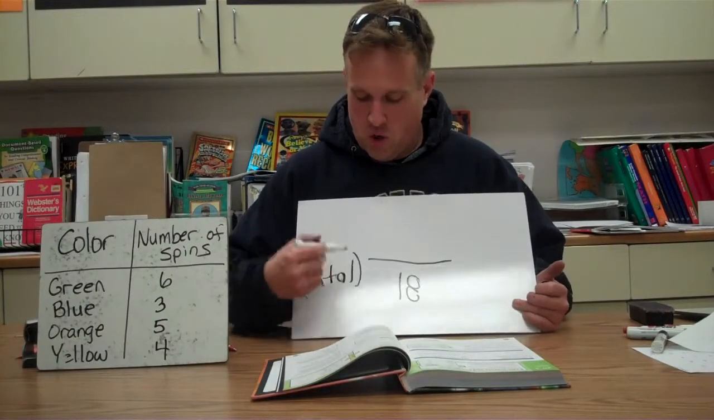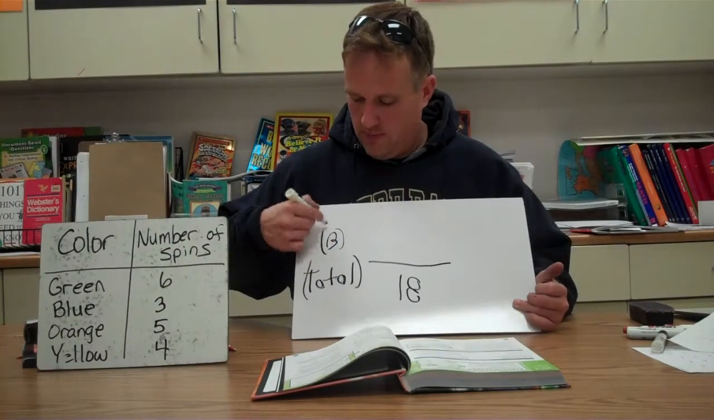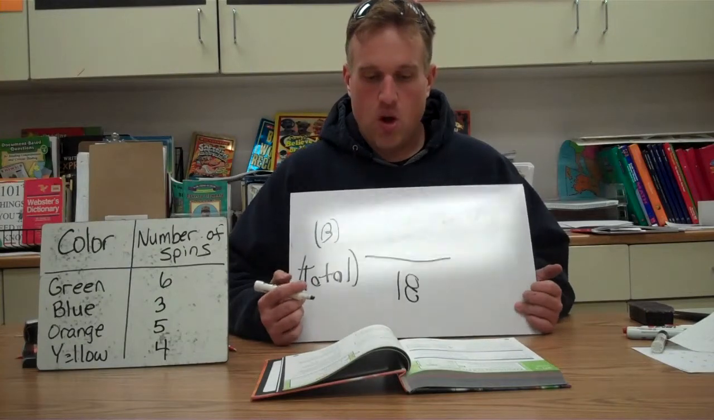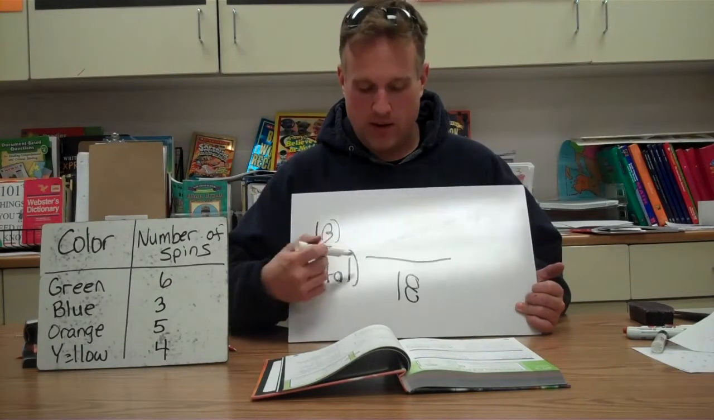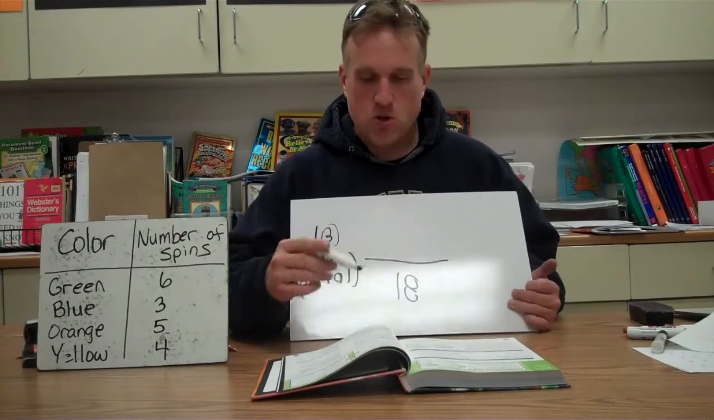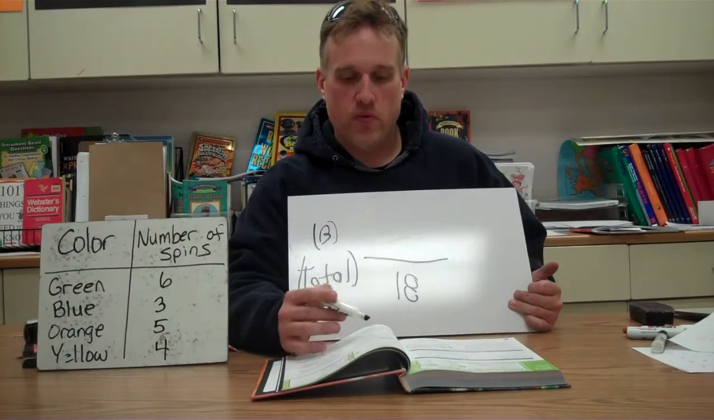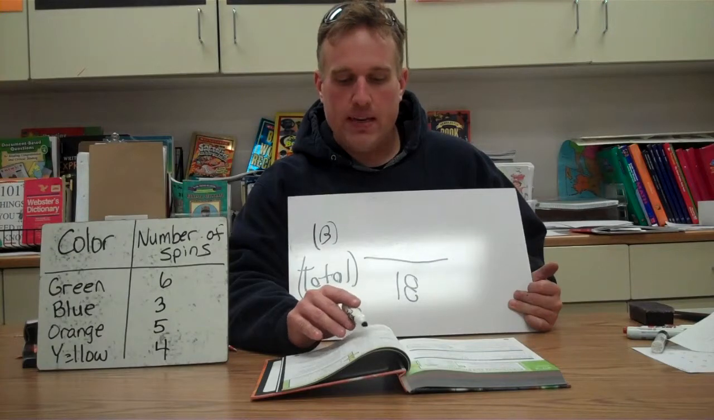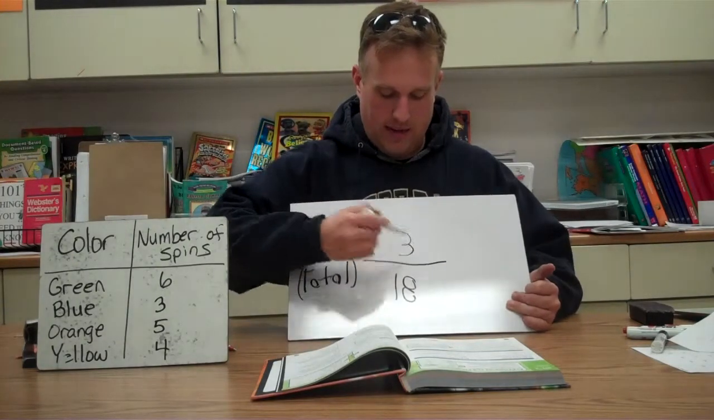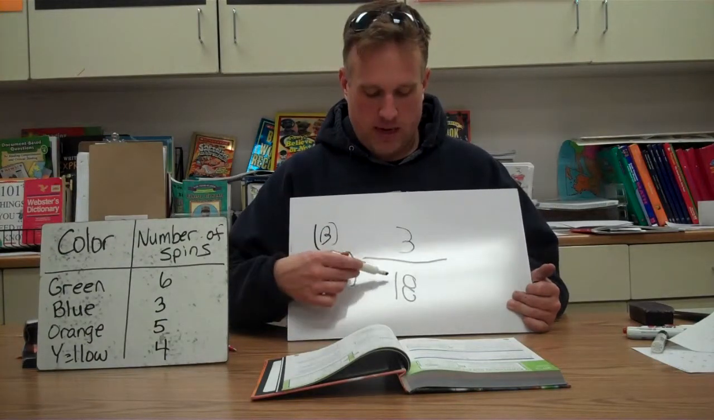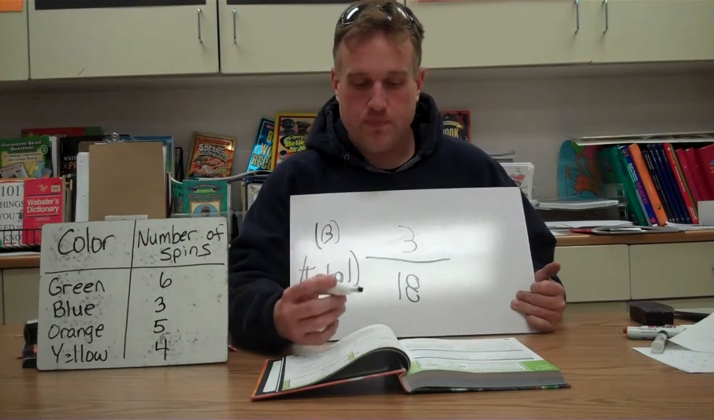Now, so we know the total, and we're looking for, I'm just going to put B for blue. What is the probability that we will land on blue? Again, remember, blue is the specific thing we're trying to find, and we can get that answer just by looking at the table. How many spins did they have for blue? You can see that they had 3. So 3 out of 18, 3/18.